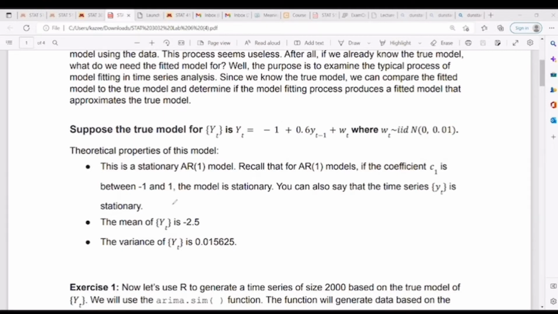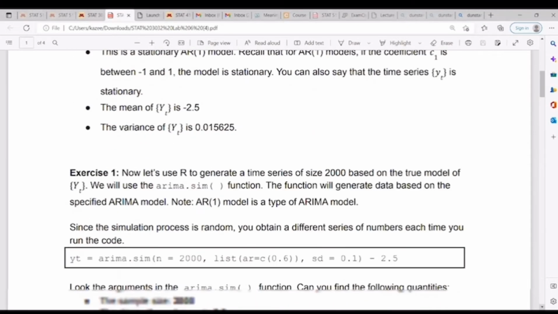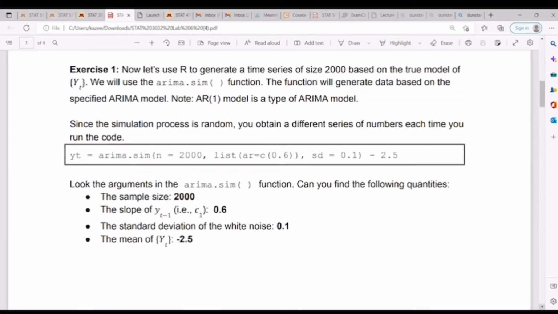I'm also going to walk you through how you can get the sample mean and the sample variance. I walked you through the theoretical mean and the theoretical variance the other time, and of course, the theoretical mean and variance are going to be different from the sample mean and sample variance. Now, this is going to be our task one today.